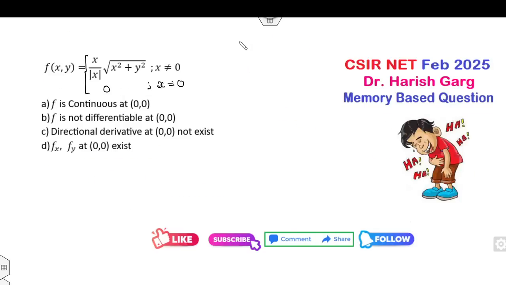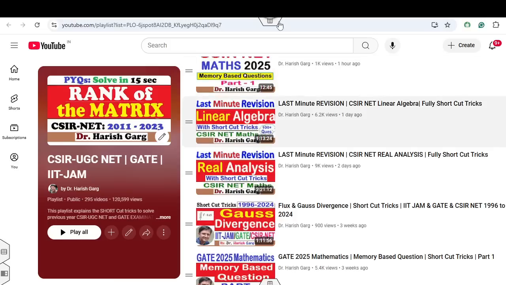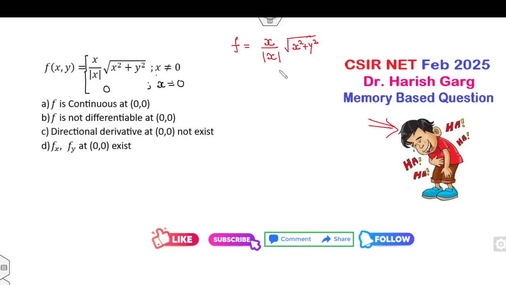Okay, look at this another one. The function f is given to you as x by mod x into x square plus y square, provided x is non-zero. Definitely, will you be laughing in the examination after seeing this question? Of course you can, if you already watched my lecture series on linear algebra and real analysis. Why did I say that? Because you can see the first option is continuity, differentiability, directional derivative and so on.